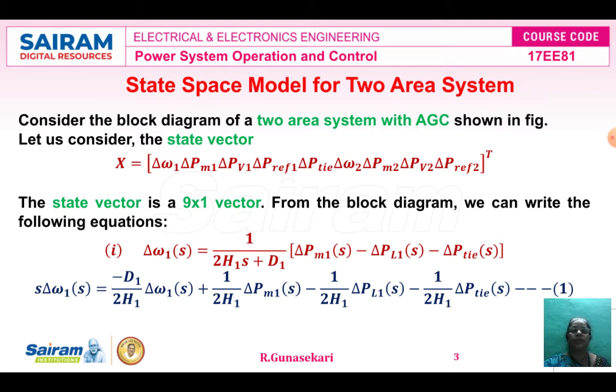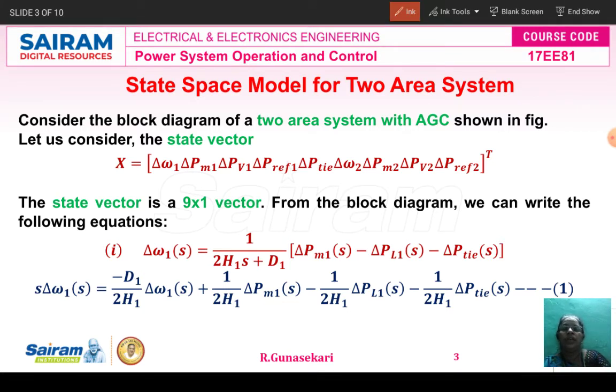Now you see, first we already considered the two area system block diagram with automatic generation control. So now the state vector equation: capital X equals del omega 1, del Pm1, del Pv1, del P reference 1, del P tie, del omega 2, del Pm2, del Pv2, del P reference 2, and then transpose T. This is the state vector equation of the two area system.